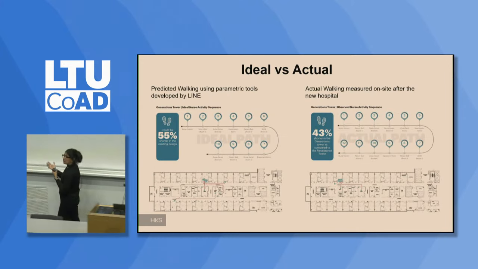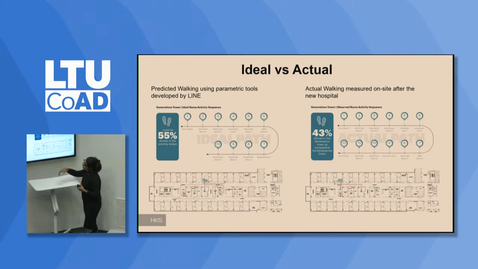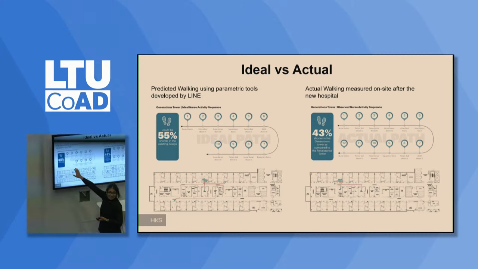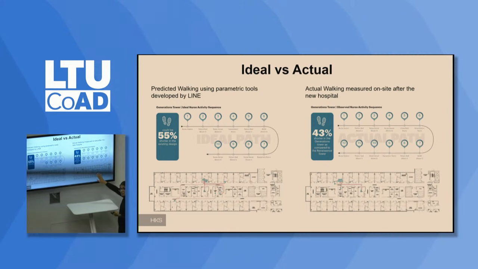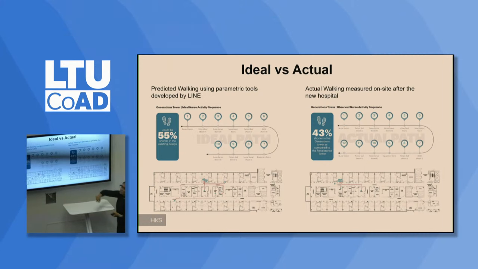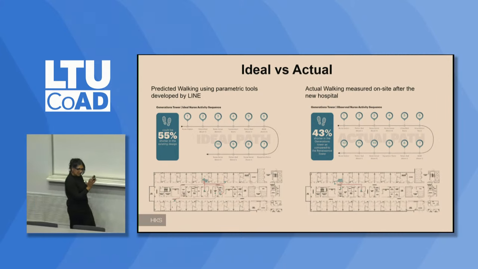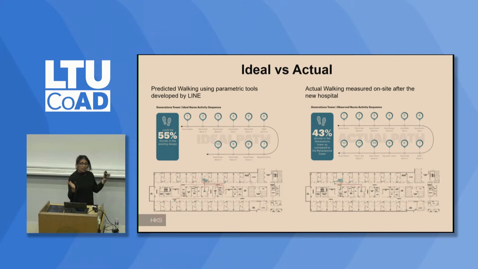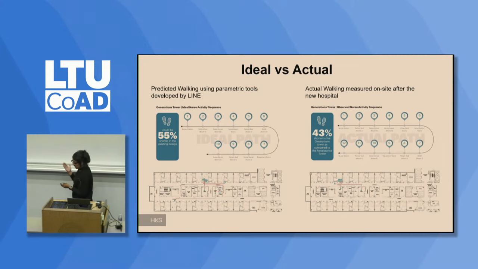And then we said, if you change the layout, even though we are increasing the square footage, we predicted that we would reduce the walking distance by 55%. 2 years after occupancy, we went back, we measured actual distance walked, and found we had reduced it by 43%. Not as much as simulated, but close enough. Square footage increased, but walking decreased. Operational benefits were huge because they were now spending more time with the patients.